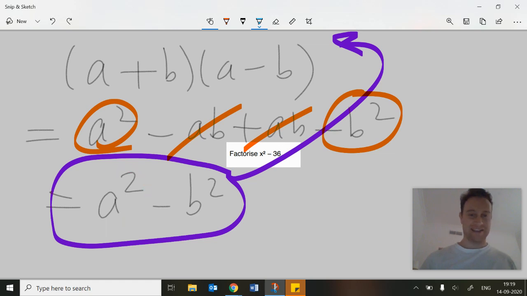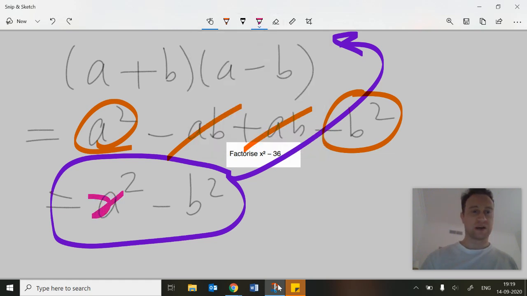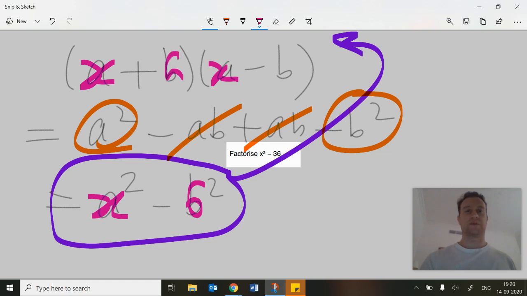So in this one, we've got x squared, which is a bit like the a squared. And then we've got 36, and 6 looks a bit like the b, so that's going to be 6 squared. If I wanted to go backwards, then I'd have x replacing my a's and 6 replacing my b's, and then I have factorized my x squared minus 36 by using the standard format. There we go. I've got x plus 6 and x minus 6.